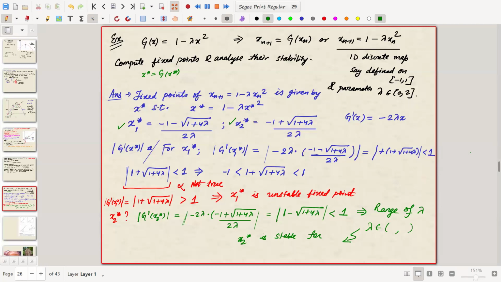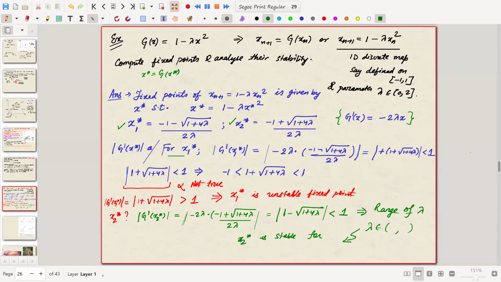Now, in order to find which fixed point is stable, you have to compute the derivative. You got the derivative of g as -2 lambda x. Now, the only step remaining is to evaluate this derivative at the fixed point to find the stability. So you have to evaluate this g prime x at x1 star and x2 star separately. First, I am doing it for x1 star. For x1 star, g prime of x1 star is given by this quantity.